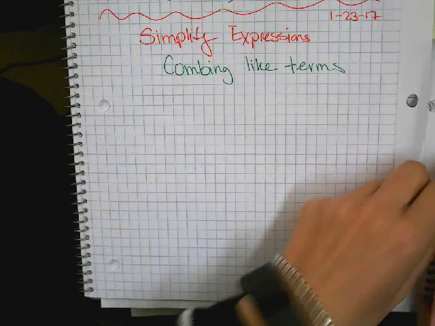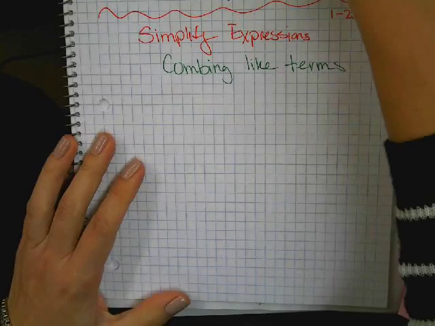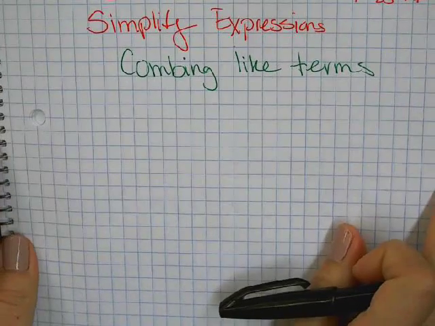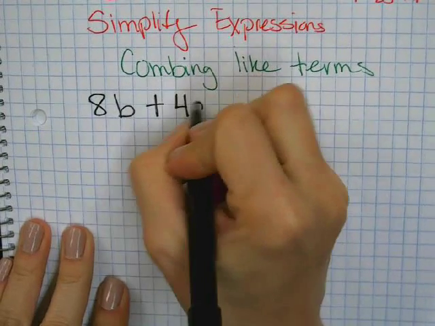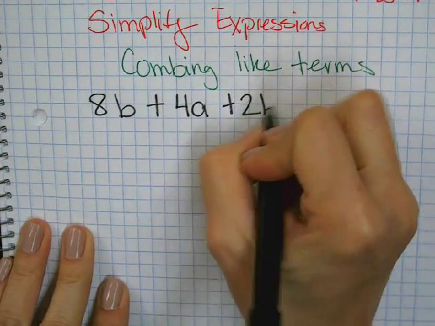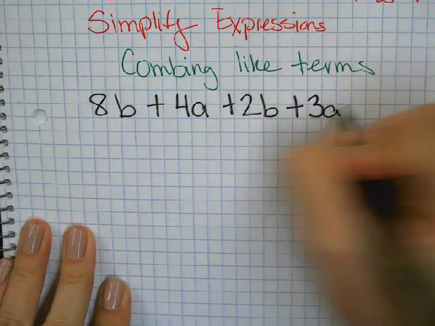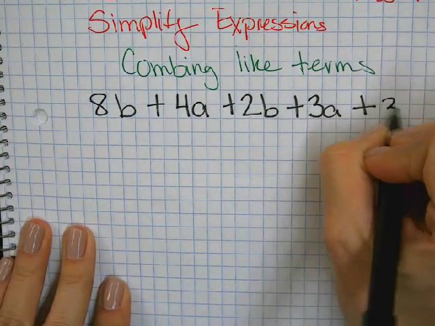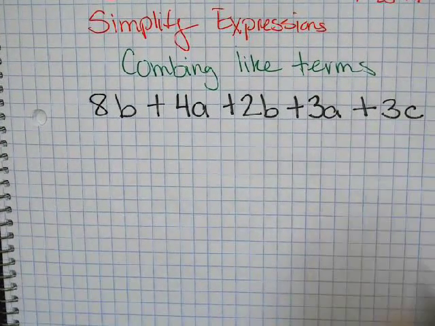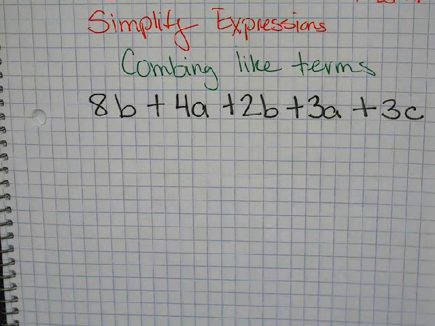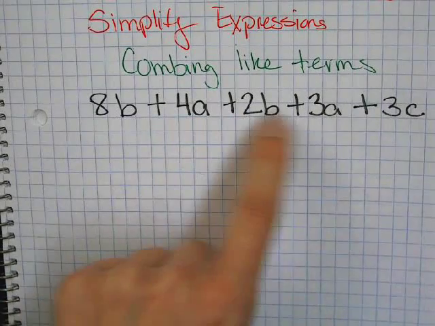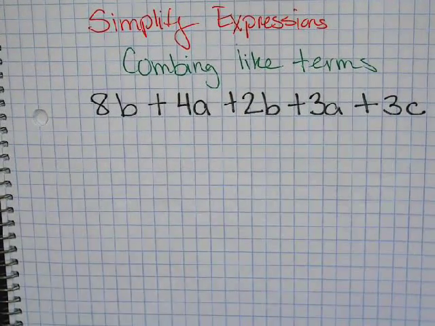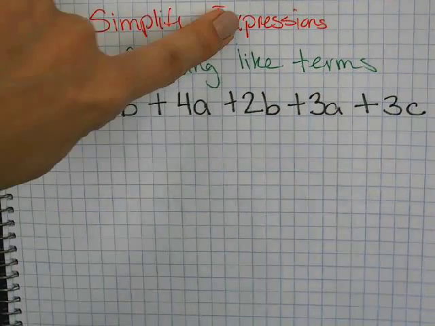For example, if I have 8b plus 4a plus 2b plus 3a plus 3c. I'm just asking you to write it down. I'm not asking you to do anything with it. Alright? We're going to simplify the expression.